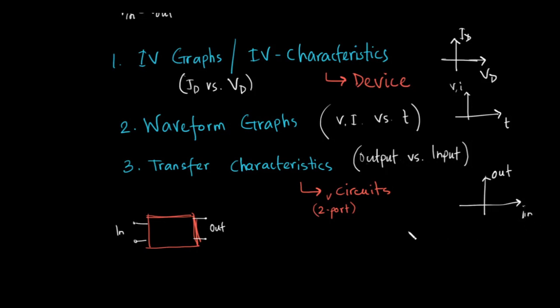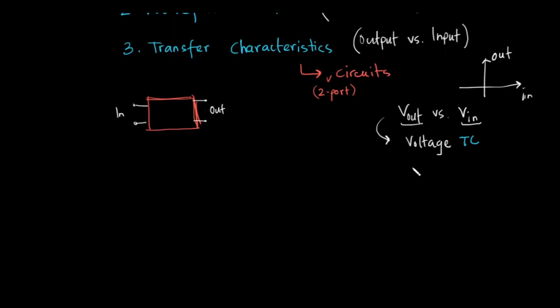If we plot V out versus V in, I mean on the y-axis you have an output voltage and on the x-axis you also have an input voltage, this is called a voltage transfer characteristics. If you plot some output current versus some input current, then this is called a current transfer characteristics. In short, we also call it VTC, and we call the current transfer characteristics CTC.